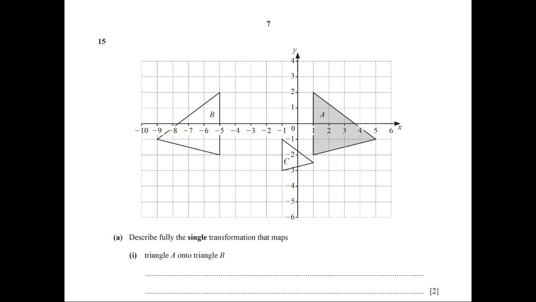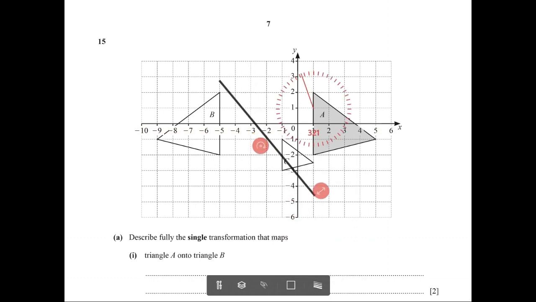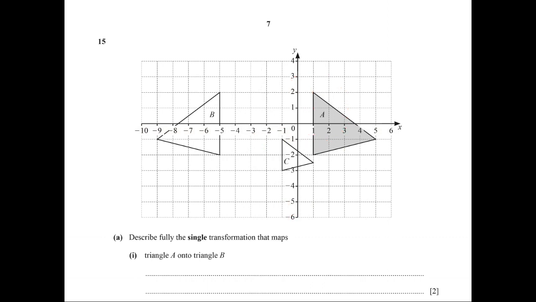Question 15, a transformation question. Describe fully the single transformation that maps triangle A onto triangle B. Triangle A onto triangle B is a reflection through the line, counting 1, 2, 3, 4, 5, 6, the line x equals negative 2. So we have to draw a line at x equals negative 2. It will look that way.